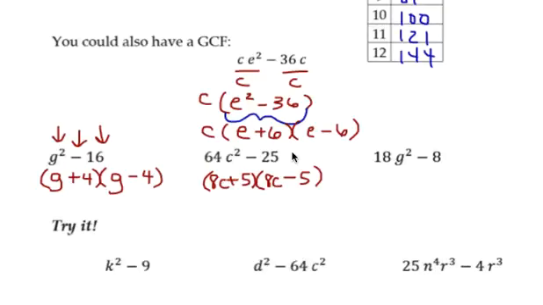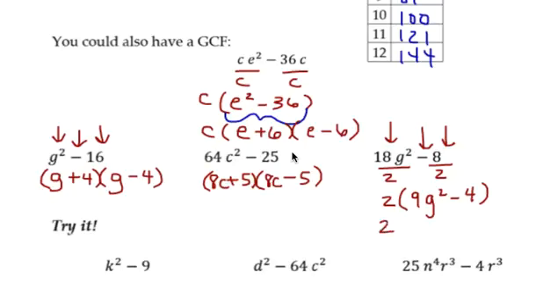Okay, looking at the next one, the first thing you are going to want to notice is we do have a difference here, but these are not perfect squares. But you can take a GCF out first, and you should always try that first anyways. So if you factor out a 2, you are left with 9g squared minus 4. Once you do that, notice now you have two perfect squares. So you have your 2 out front, and then you set up your parentheses, one with a plus, one with a minus. The square root of 9g squared would be 3g, and the square root of 4 would be 2.